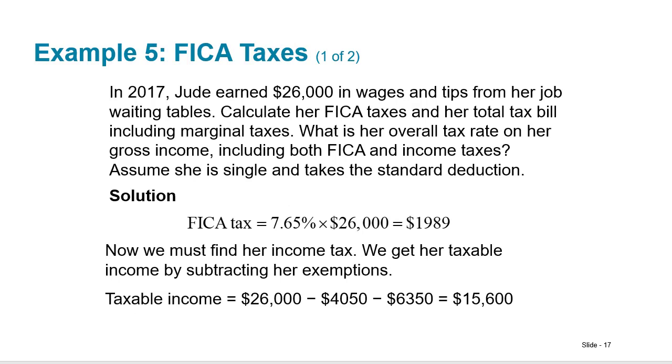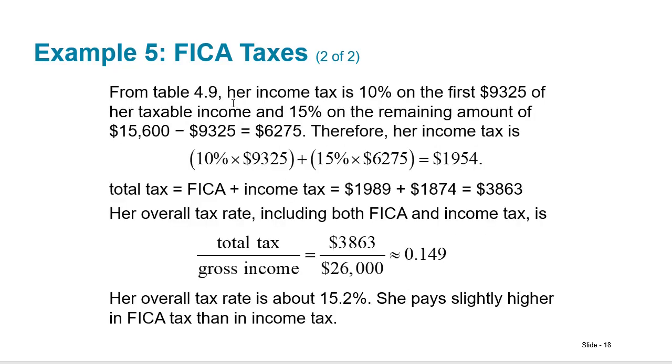So, an example: in 2017, Jude earned $26,000 in wages and tips from her job waiting tables. Calculate her FICA taxes and her total tax bill. Well, the FICA tax is 7.65% of that. Now we must find her income tax. All right, we get her taxable income by subtracting her exemptions. That's her total taxable income of $15,600. And then we figure out what tax bracket she's in, which would be 10% on the first $9,325, and then 15% on the remaining.